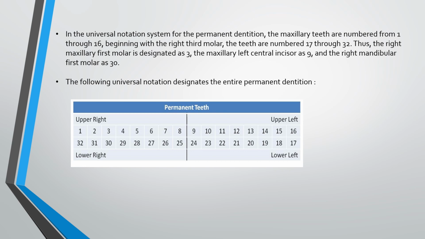In the universal notation system for the permanent dentition, the maxillary teeth are numbered from 1 through 16, beginning with the right third molar. The mandibular teeth are numbered 17 through 32. Thus, the right maxillary first molar is designated as 3, the maxillary left central incisor as 9, and the right mandibular first molar as 30. The following universal notation designates the entire permanent dentition.